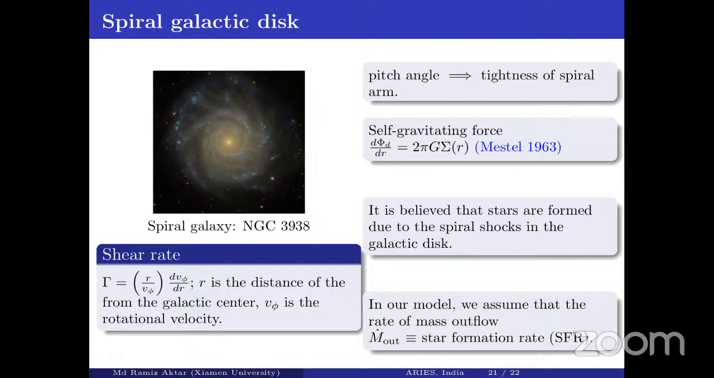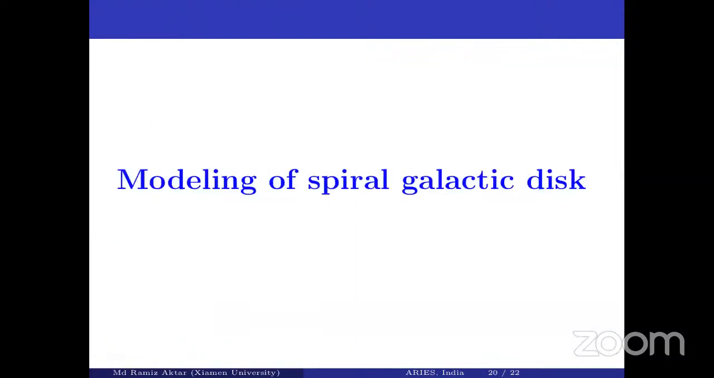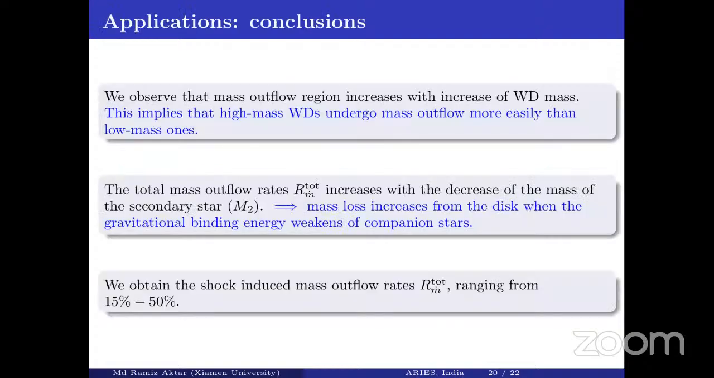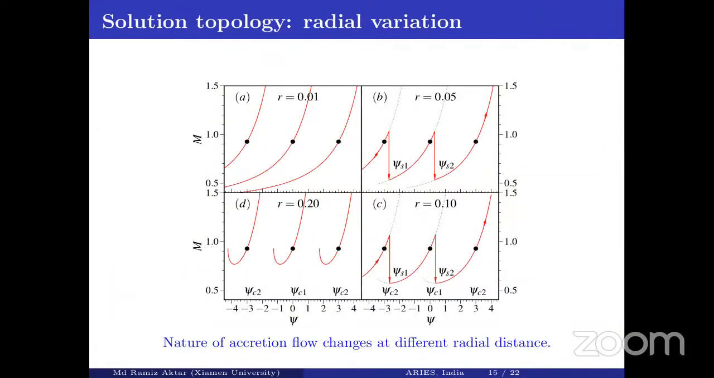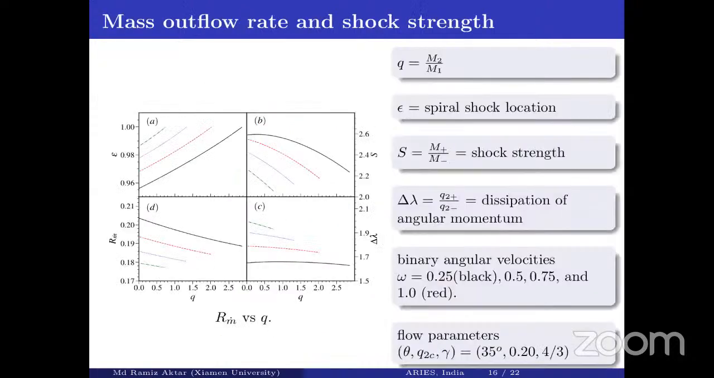Okay, so the spiral galactic disk work you started recently, and the previous work that you did? Already this work I have published, around a white dwarf in a binary. Okay. And so what is the reason for this discontinuity?